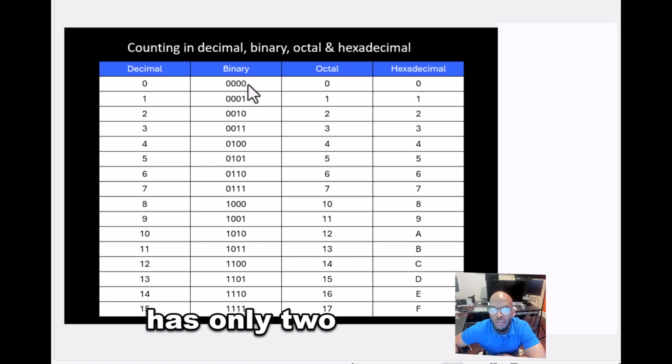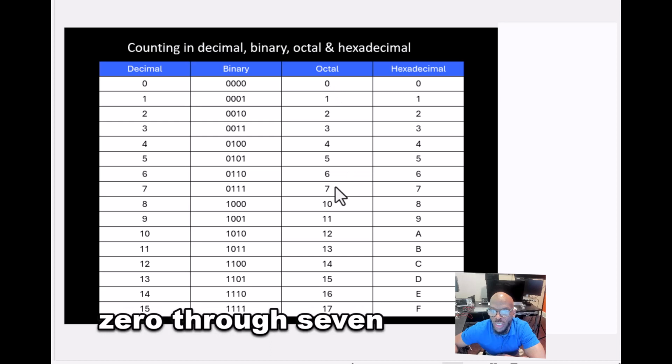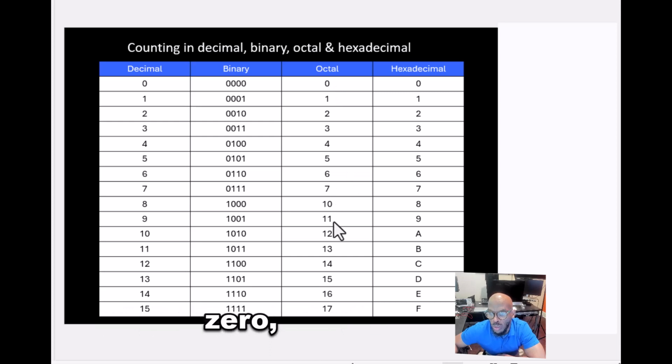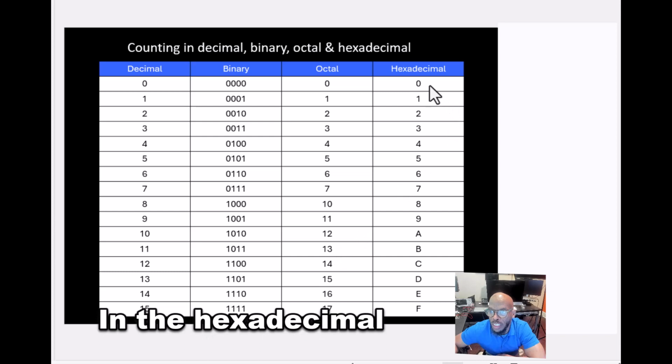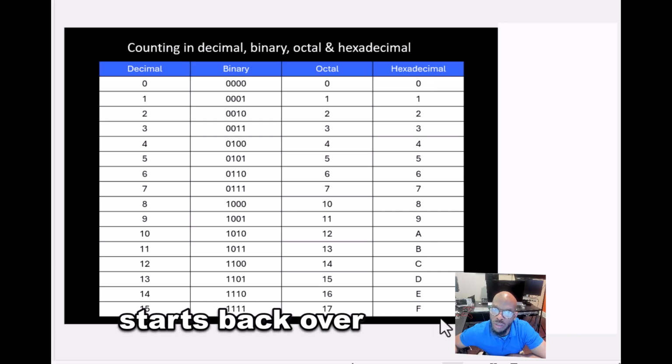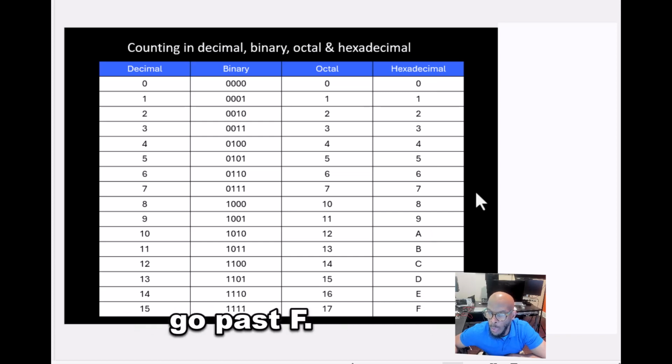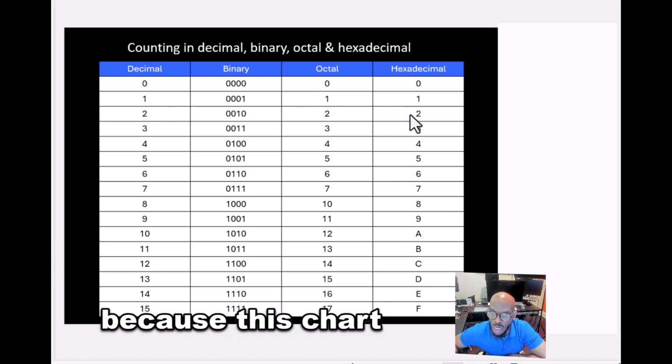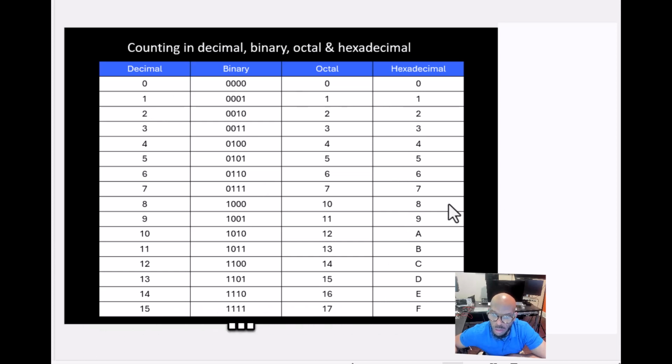The binary system has only 2 digits. That's a 0 and a 1, and they're denoted as bits. Once you get to 1, then you start over with 10, and so on and so forth. In the octal system, you have 8 digits. That's 0 to 7. Then it starts over with 10, 11, and keeps going. In the hexadecimal system, you have 16 digits, and that includes letters also. So it starts at 0, it goes to F, and then it starts back over with a 10 once you go past F. Remember this chart, because this chart will help you to do your problems.